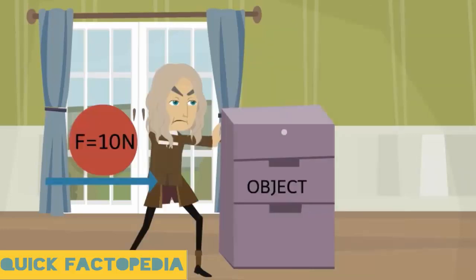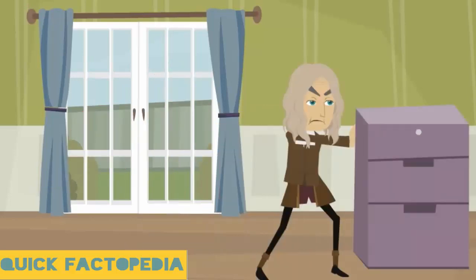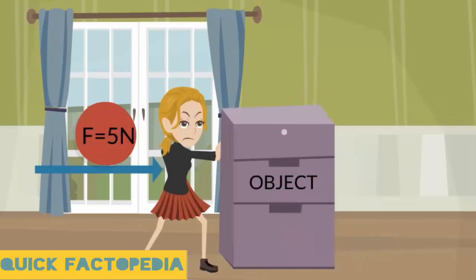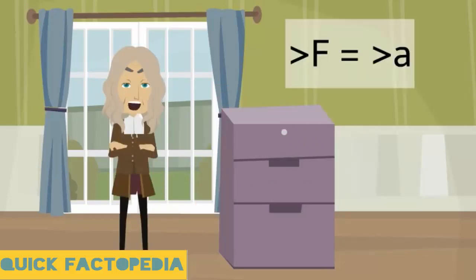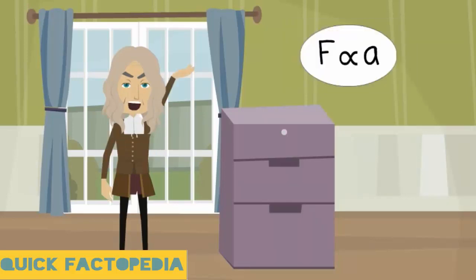Let's say I am applying a net force of 10 Newton on the object, and the object accelerates till here. And when a net force of 5 Newton is applied on the same object, it accelerates till here. So it shows, the more the force, the more the acceleration, and the less the force, the less the acceleration. So hereby, the net force is directly proportional to the acceleration of the object.